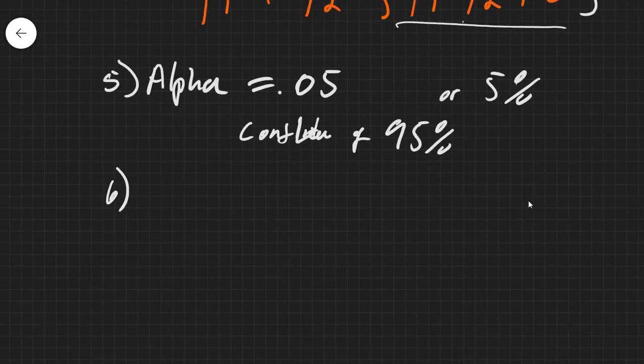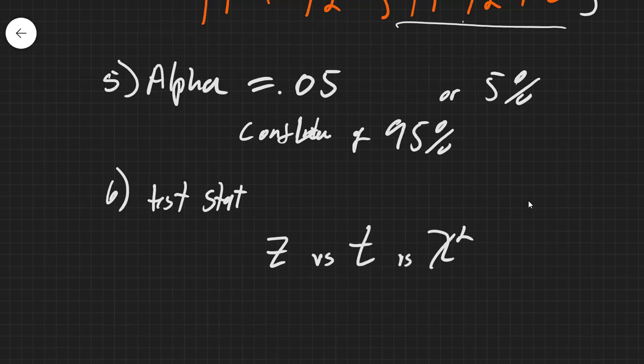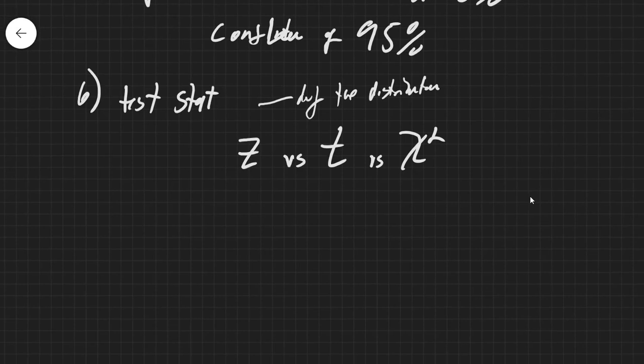Step 6 is select a test statistic. Is it a z versus a t versus chi-squared? What are we going to use? This is where we define the distribution, and we have a couple of questions to ask ourselves here.